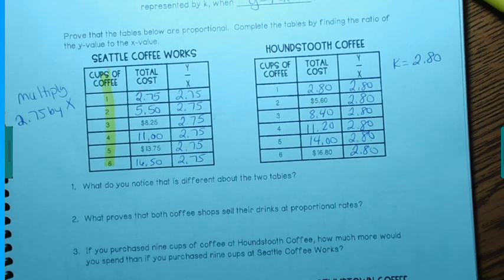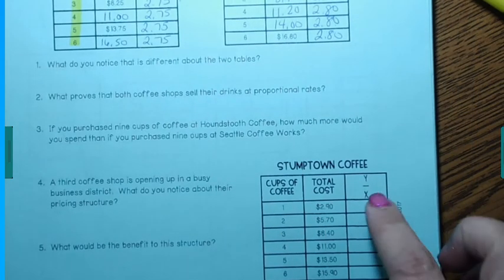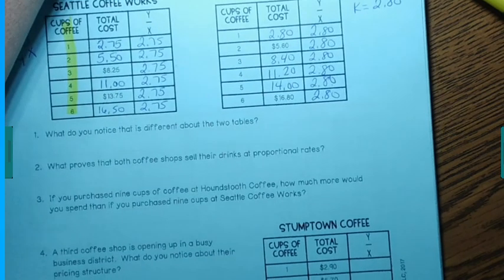Okay, now come down here to Sumptown Coffee, and I want you to do the y over x. I'll give you about a minute. Use your calculator. It shouldn't take long if you're using your calculator.